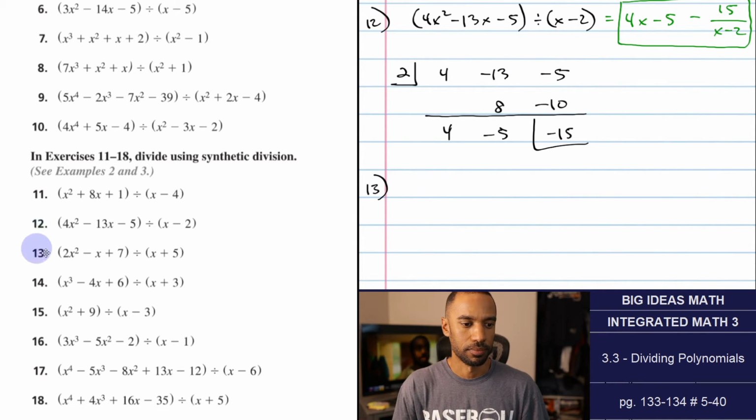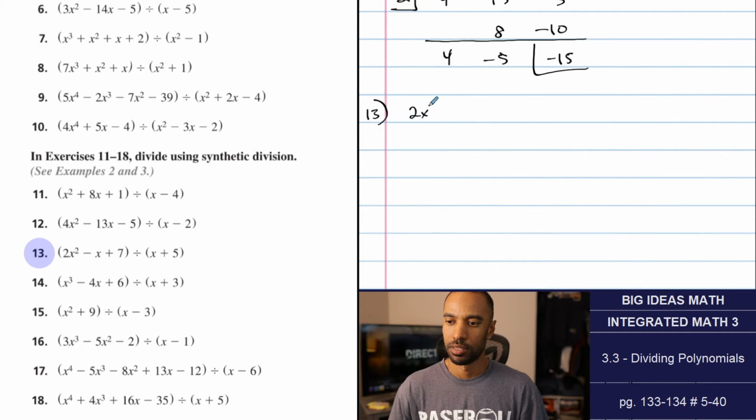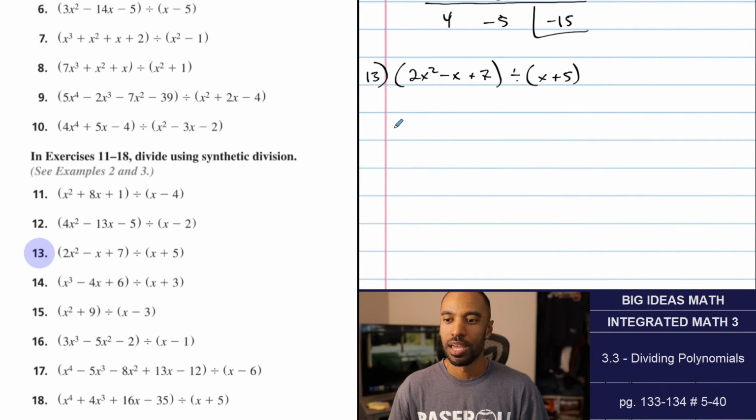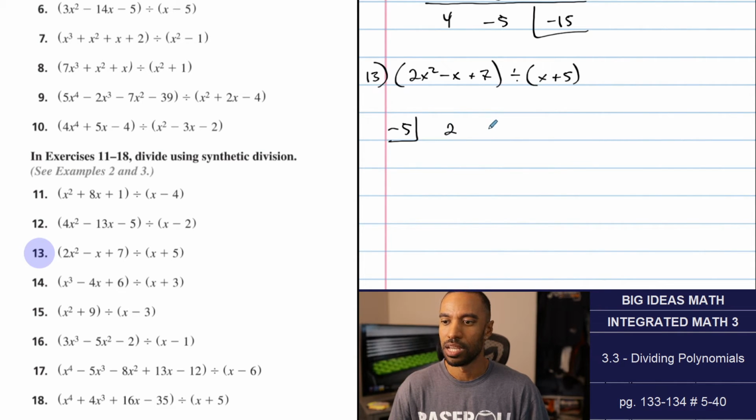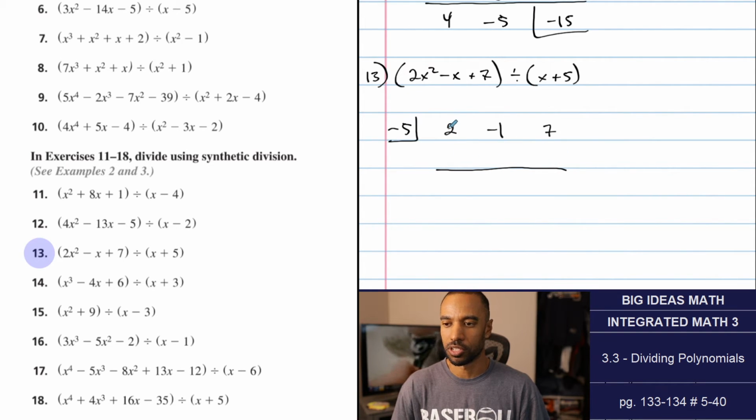Number 13. 2x squared minus x plus 7. Honestly, I think me writing down the problem is longer than me doing the synthetic division itself, or setting it up, I should say, as well, divided by x plus 5. Negative 5 is your root this time, right? It shows a plus, so this is a minus. Yes, do you flip the sign? Yes, but it's about what your root is. I need to stress that. 2, negative 1, and 7 are your coefficients for your quadratic, linear, constant terms.